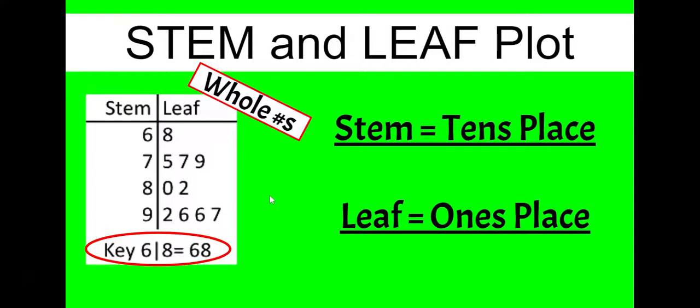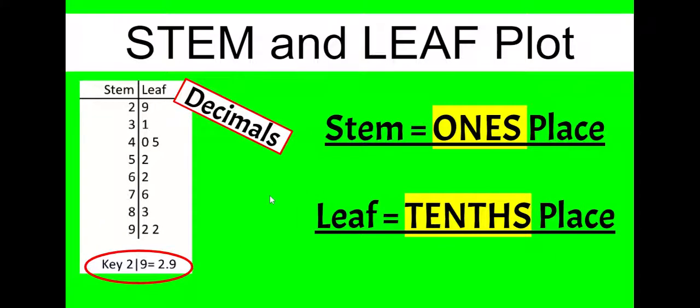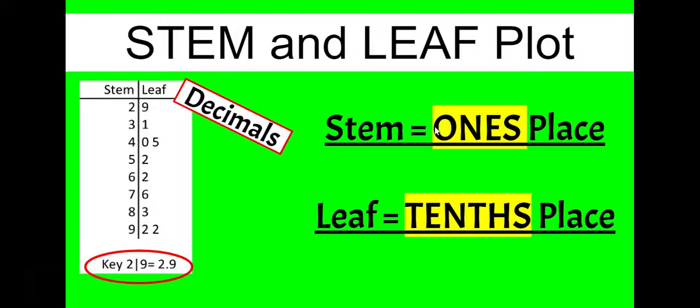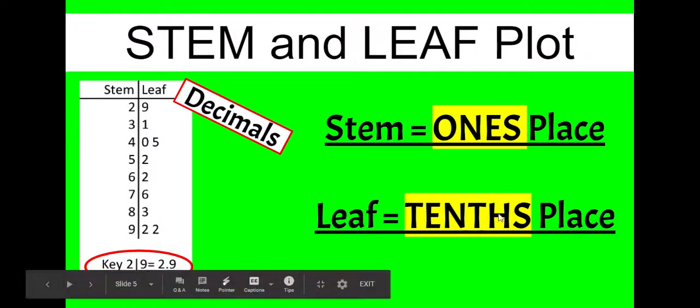So not only can you have percentages and whole numbers, but you can also have decimals. So when you look down here at the key, it tells you that you no longer read it as 29, you read it as 2 and 9/10. So the stem, which is on the left side, is considered your ones place, and the leaf that's on the right is your tenths place. And it looks the same as the others, but our key tells us to read it differently.